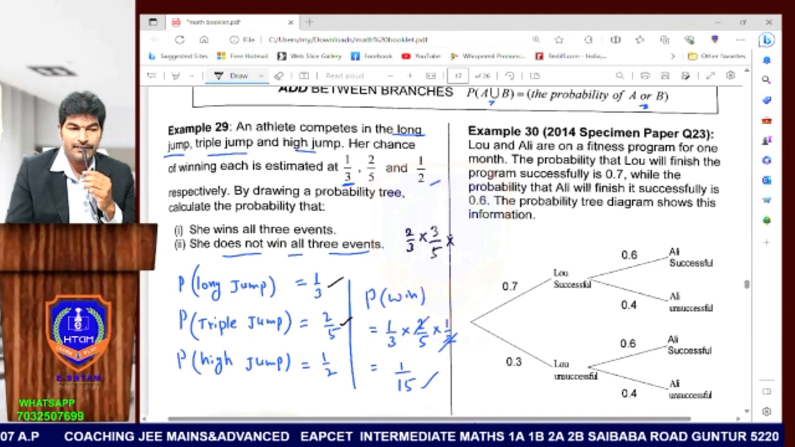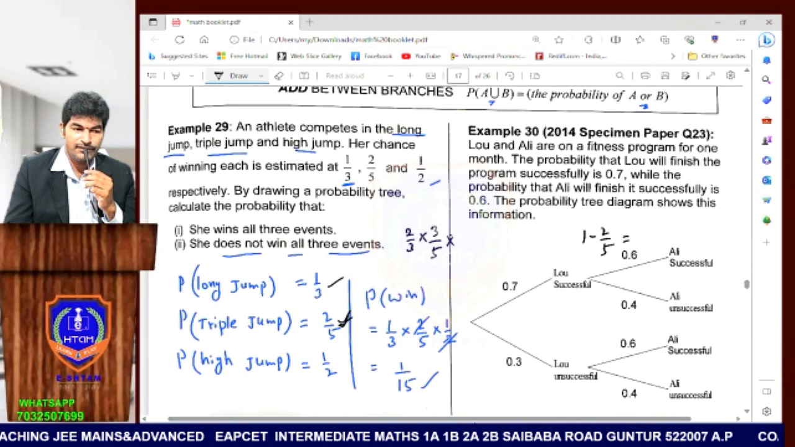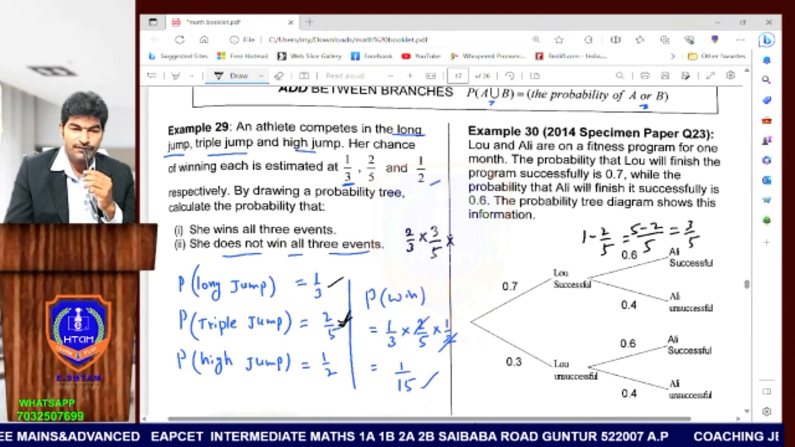Yeah. I calculate the negation of that. I will show you here. 1 minus 2/5 means this value. 5 is the LCM. 5 minus 2, which is 3/5.